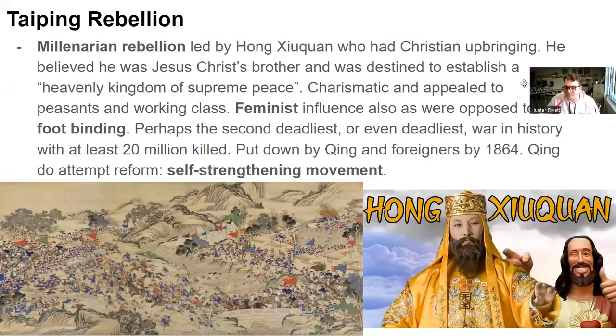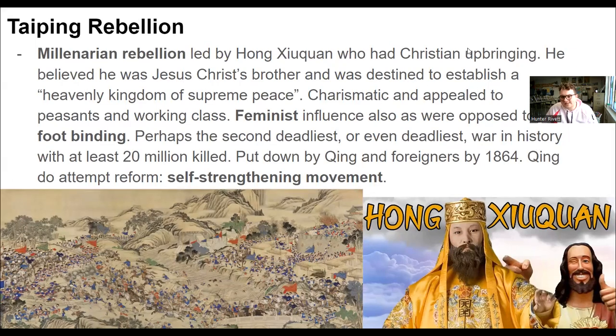Okay, they also have other problems at home. So in like 1859, 1860, the same time as the U.S. Civil War, there was a civil war in China called the Taiping Rebellion. This is a millenarian revolt as well. It's led by a guy named Hong Xiuquan. Here he is right here. He was actually raised by British missionary tutors who raised him up in a Christian way and exposed him to Enlightenment thinking and feminism and stuff like that. He would end up having some visions where he said he was Jesus Christ's younger brother, destined to establish a Taiping, or the heavenly kingdom of supreme peace.